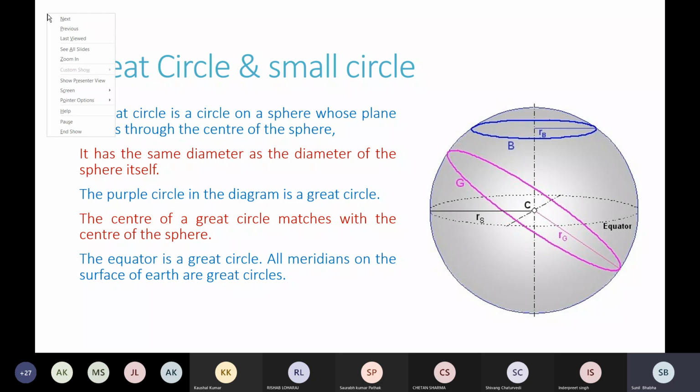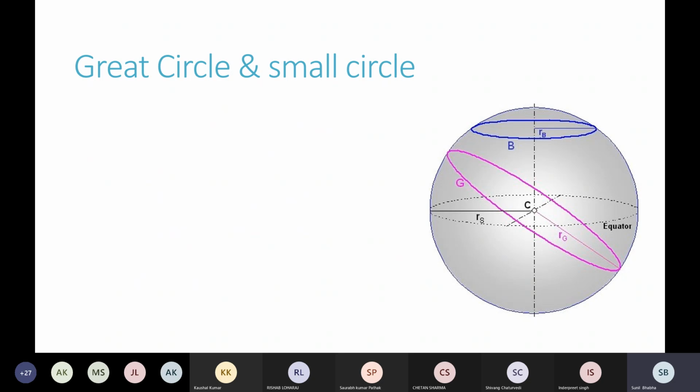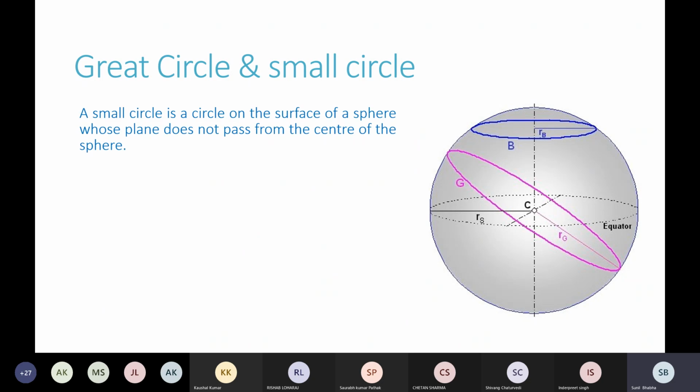Okay, so I take it as all clear. So let's proceed ahead. We have seen a great circle. Now let's see a small circle. Now moving on to the concept of a small circle. A small circle is a circle on the surface of a sphere whose plane does not pass from the center of the sphere.